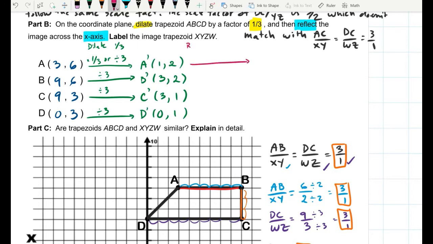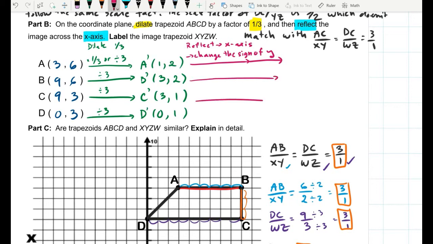Okay, what we're going to do is reflect across the x-axis. All we have to do is change the sign of y. For the reflection, it's opposite. If you reflect across the x-axis, you change the sign of y. If it reflects across the y-axis, you change the sign of x. So make sure you write that down on your paper so you can remember it for the test.